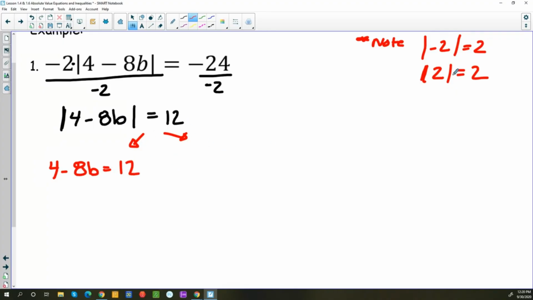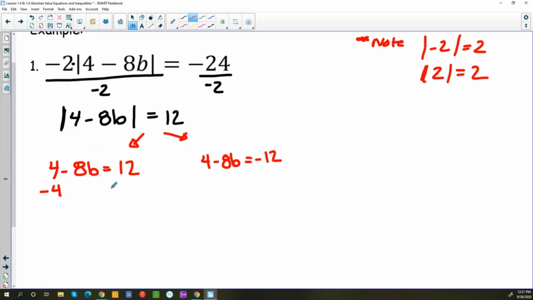But the other option is that inside of here could be a -12, and the absolute value of -12 does equal +12. So you could have 4 minus 8b equaling -12. As long as you split it into 2 equations, this is what allows you to break down those absolute value bars. From here we solve as normal.